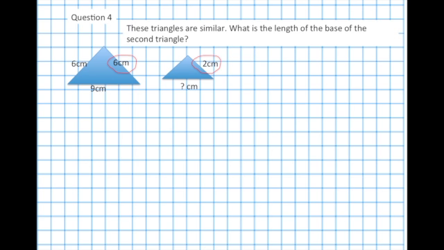2 is smaller than 6, so I must have divided to get there. So what did I divide 6 by to get 2? Obviously I've divided it by 3. So if I've divided this side by 3, I must divide this side by 3 to get this side. 9 divided by 3 is 3. So the missing side, the base of the second triangle, is 3 centimetres, and don't forget the centimetres.